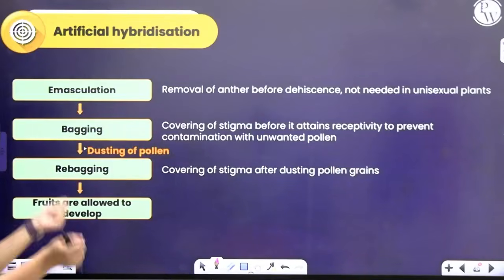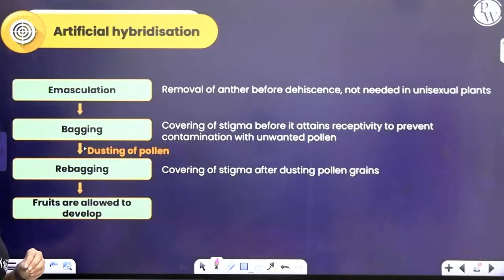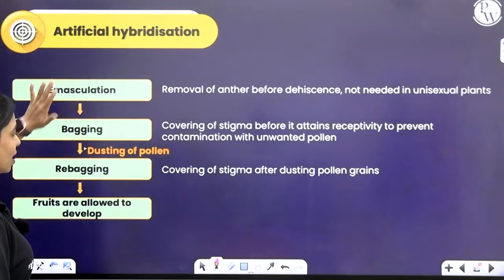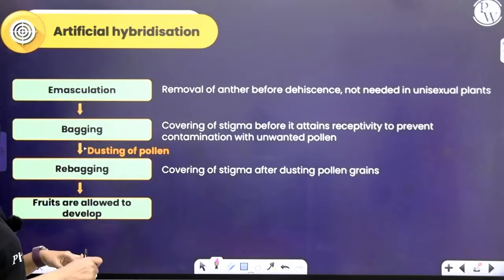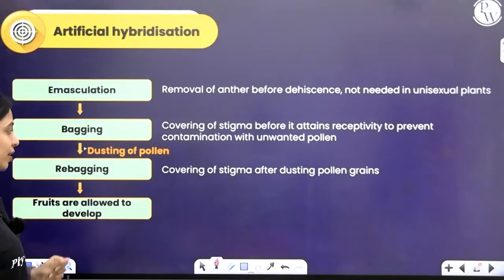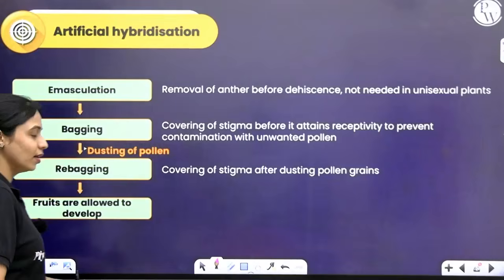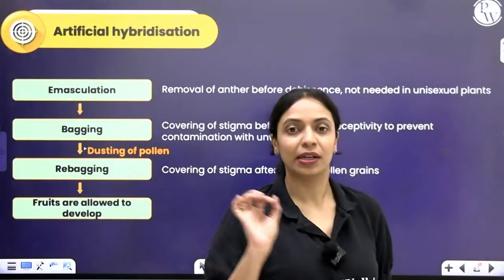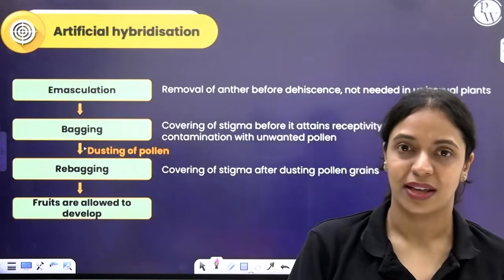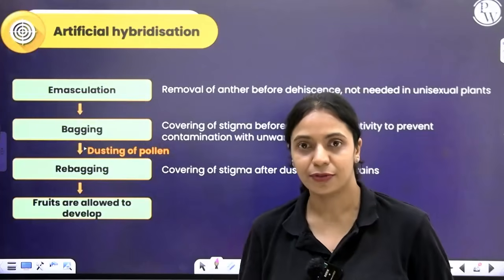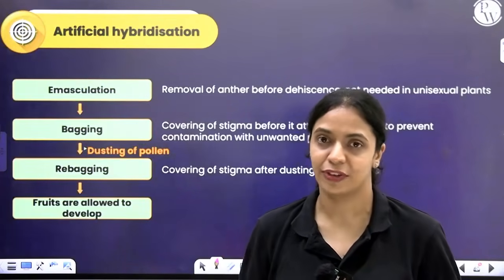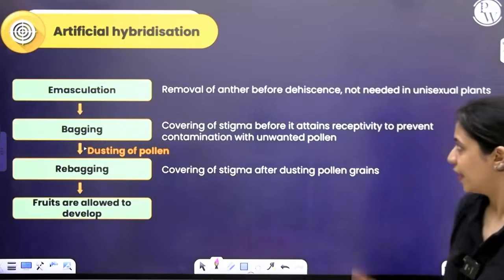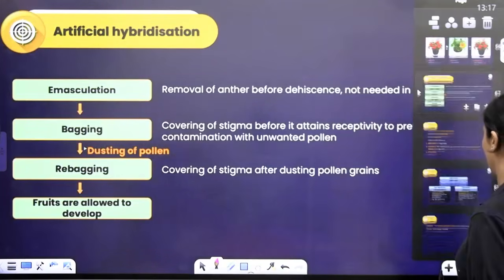After that, we cover a bag to prevent some random pollen from falling on it and contaminating it. Once the stigma becomes receptive, you will dust the pollen of your choice on the stigma and tie a bag around it again, which is called rebagging. After that, fruits will develop within the bag. You will collect the seeds and sow them and look for whether the plants have your choice or combination of characters present. All right, that is artificial hybridization.